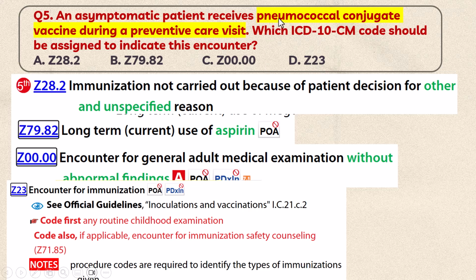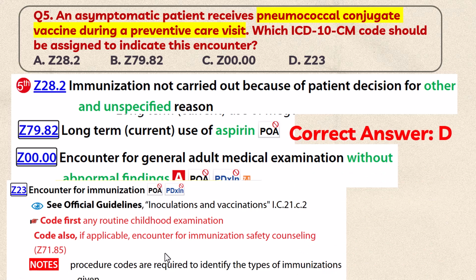But in this case, you can see this is a pneumococcal conjugate with the preventive care visit. So for the preventive care visit, you have to use the CPT code, and for the type of vaccine, that is pneumococcal conjugate, you have to use the HCPCS code. So the ICD-10 code only covers the vaccine administration in general. So you can see the procedure codes are required to identify the types of immunization given. So the correct answer for this question is answer D.